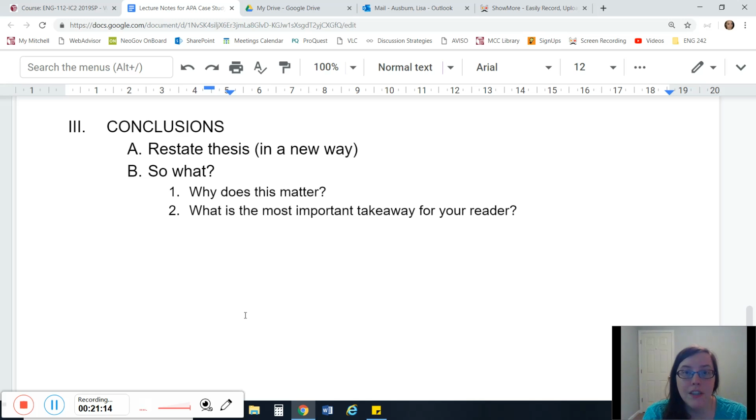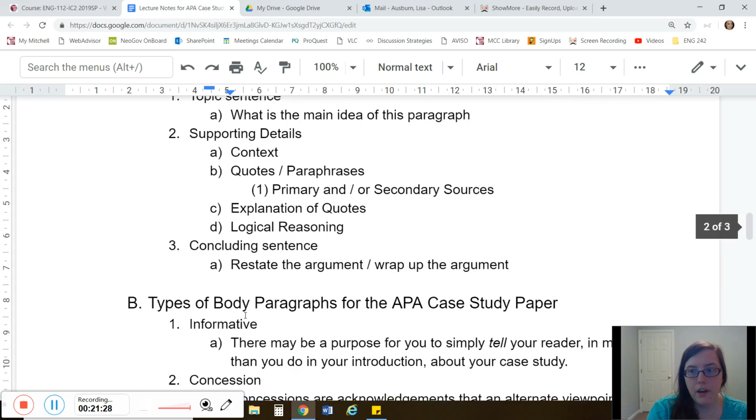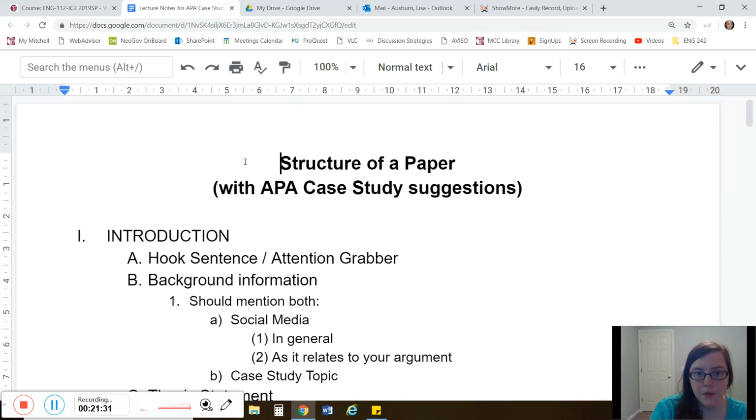If you don't even mention your case study in your conclusion, that's actually just fine, because at this point you should be wrapping up. If you do mention your case study in your conclusion, also fine, but if you don't, that might be a good test to make sure that your paper has focused on social media in general.